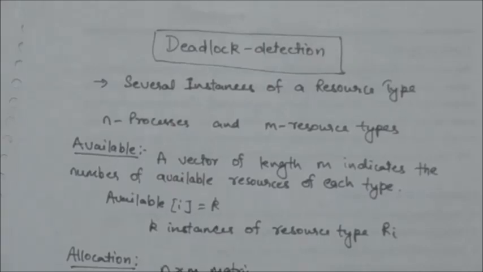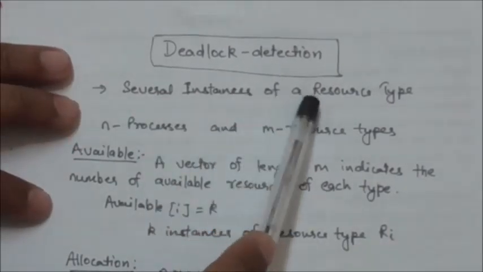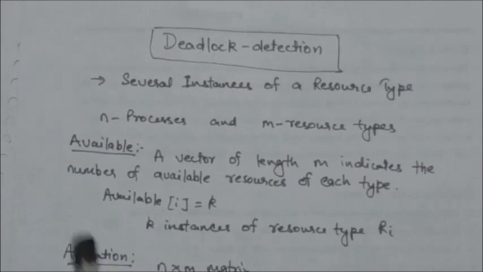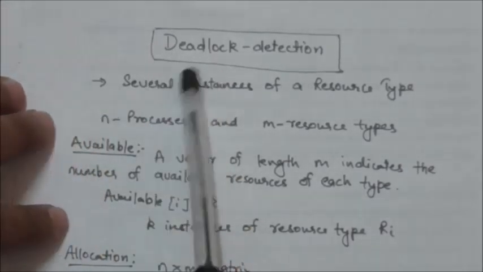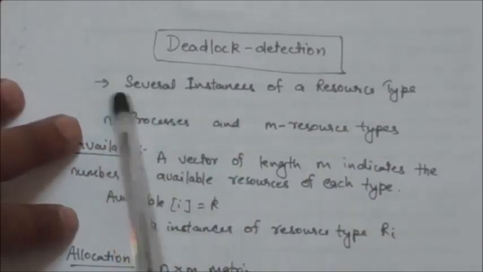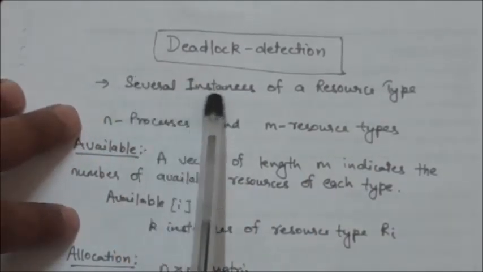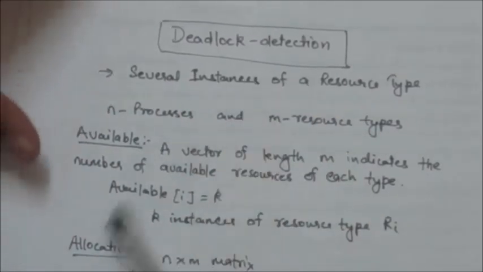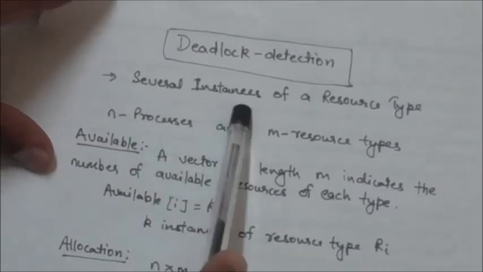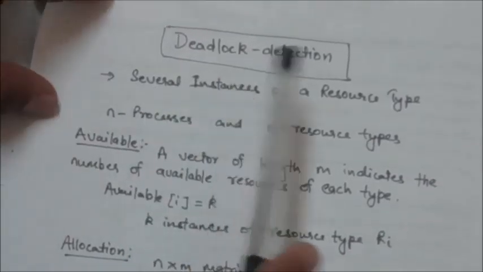Friends, welcome back. In this tutorial we will study the deadlock detection algorithm, which is applicable in a system having several instances of a resource type. In the previous tutorial we studied how we can detect deadlock by using a wait-for graph. That algorithm was applicable only in a system having a single instance of a resource type, right? But the wait-for graph algorithm is not applicable in a system where there are several instances of a resource type. The algorithm we are going to study in this tutorial is applicable where there are several instances of a resource type.